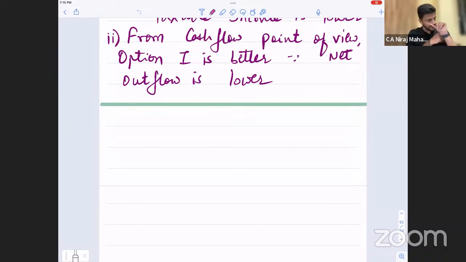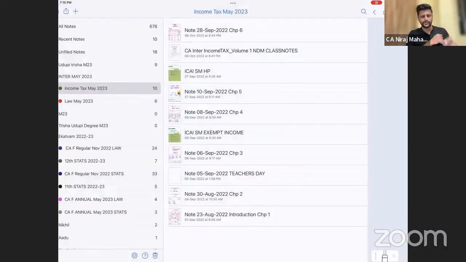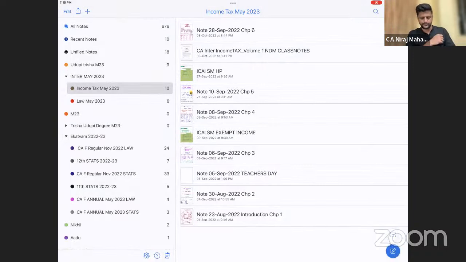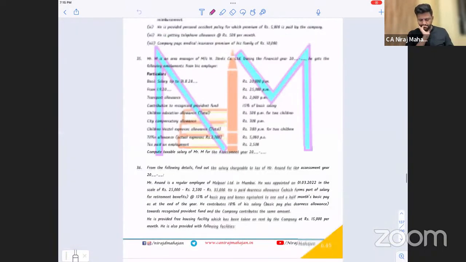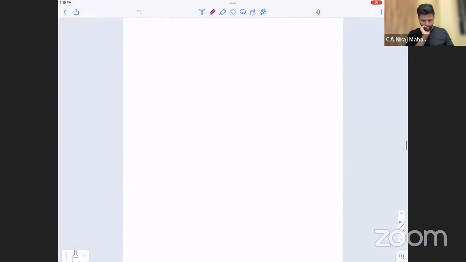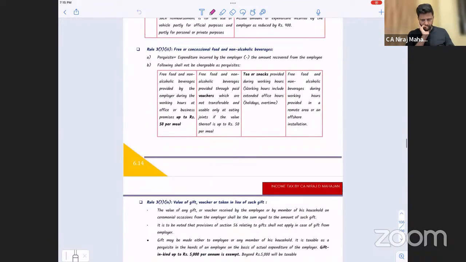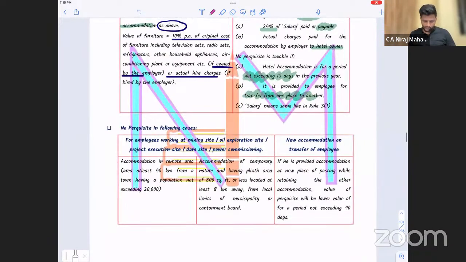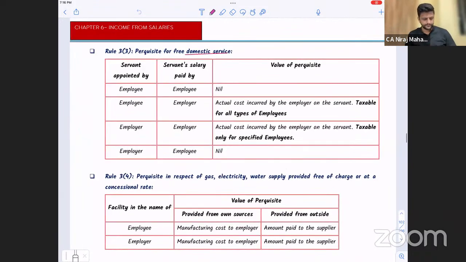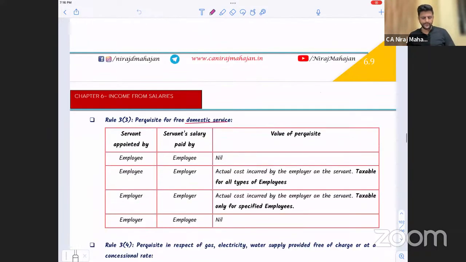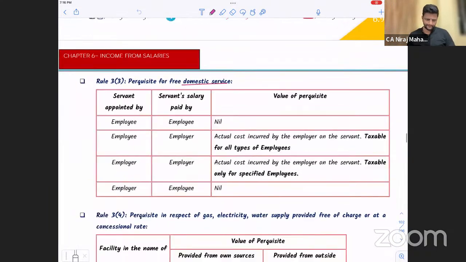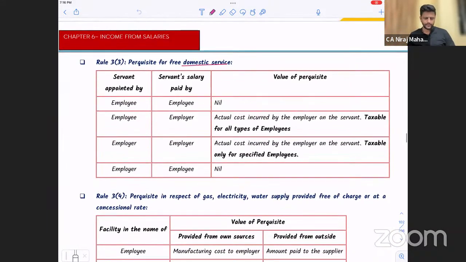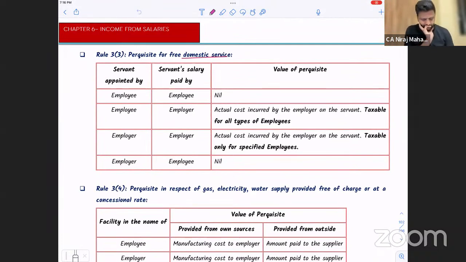Let's go to the next kind of perquisite. Not accommodation, sorry. There are lots of perquisites. Come to Rule 3.3, page 6.10.